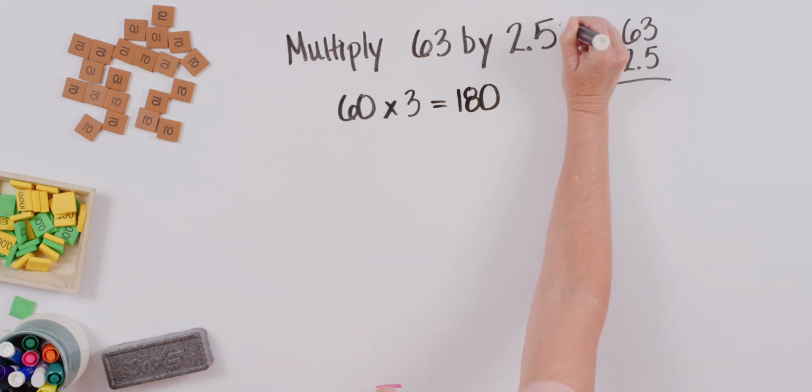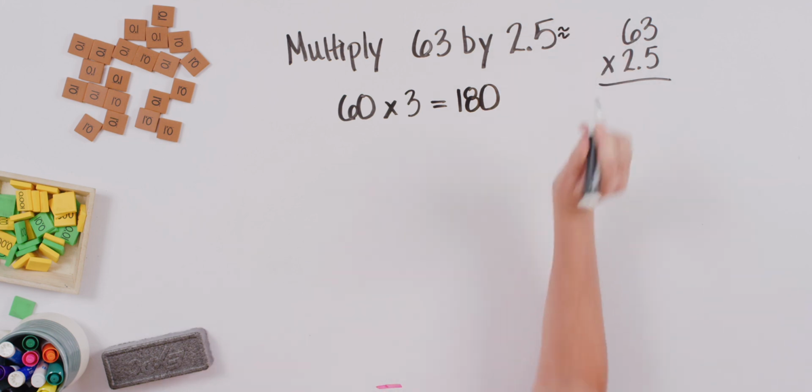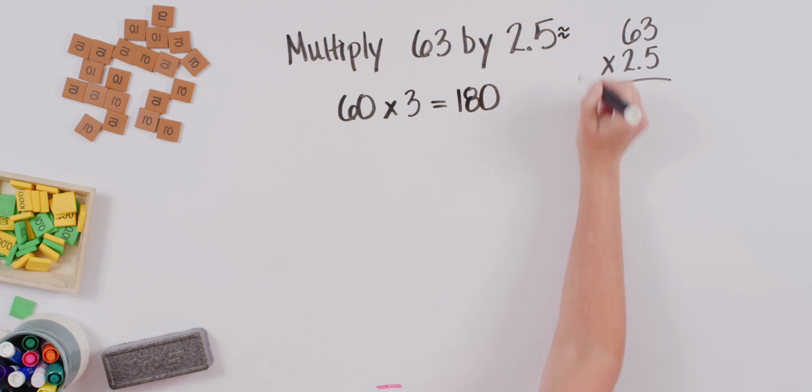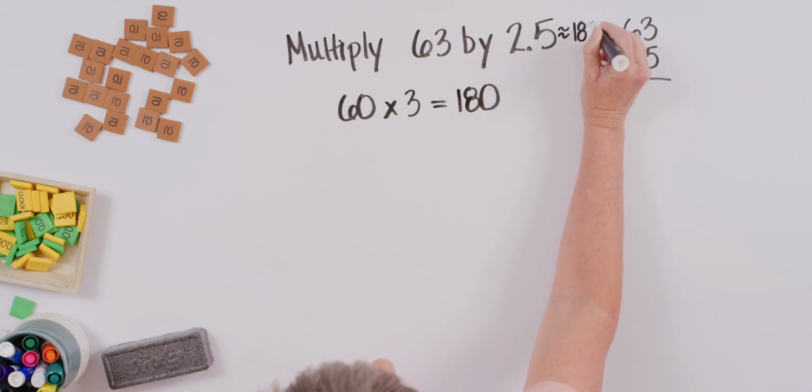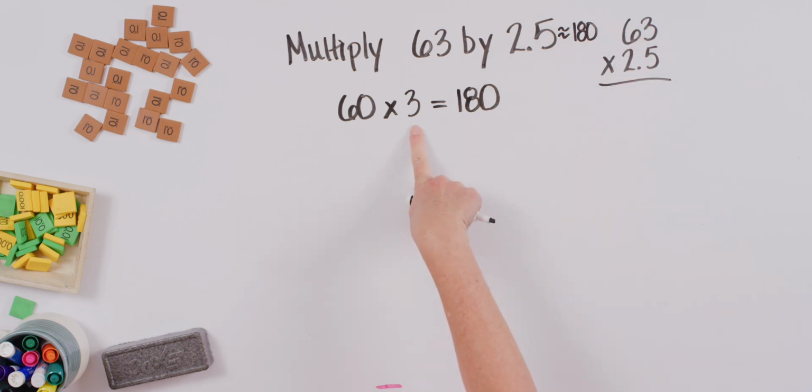So I can do something like, you know, my curvy lines mean approximately 180. Could I have put a 2 there instead? Yeah, I could have done 60 multiplied by 2, and that would have helped me with an estimate also.